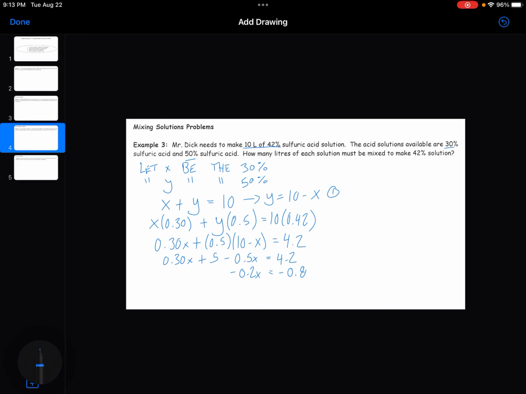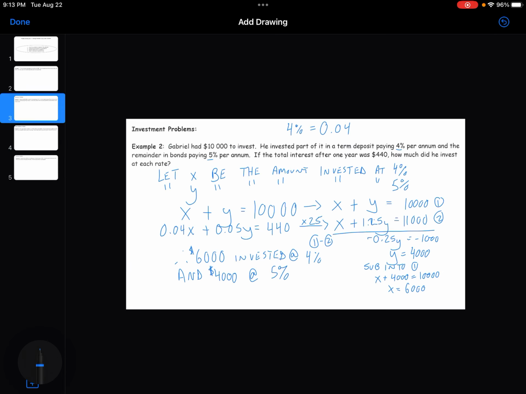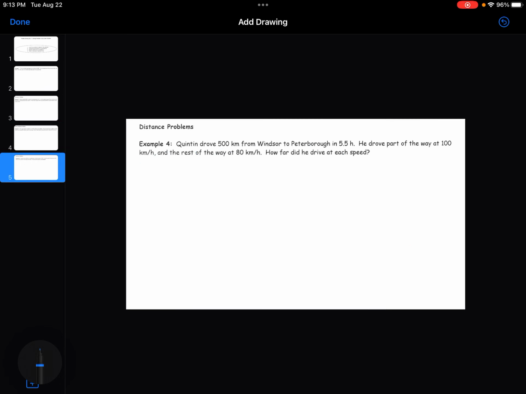Now we're going to divide our 0.8 divided by 0.2. And we're going to get x equals 4. And then we can sub that into 1, and we're going to find out that y is equal to 6. And therefore, 4 liters of x was our 30% solution, and 6 liters of our 50% solution. So similar to the last question, we just set it up a little bit different and worked through it.